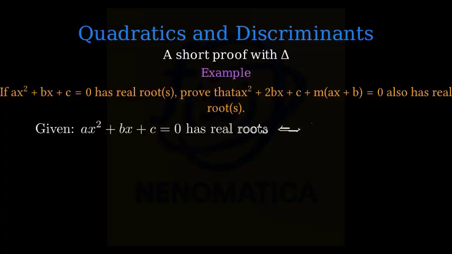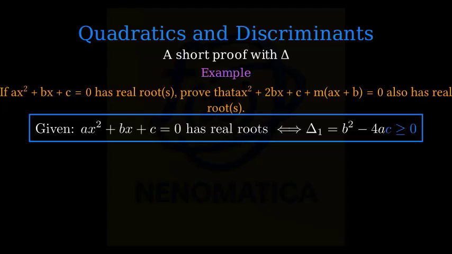For any quadratic ax squared plus bx plus c, having real roots is equivalent to the discriminant being non-negative. That is, delta 1 equals b squared minus 4ac is greater than or equal to 0. This is our only assumption. Now consider the new equation, ax squared plus 2(bx plus c) plus m times (ax plus b) equals 0.